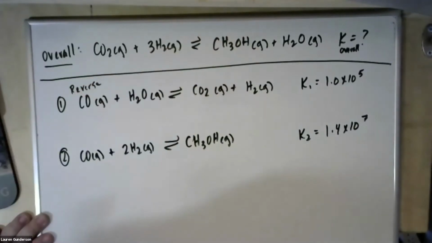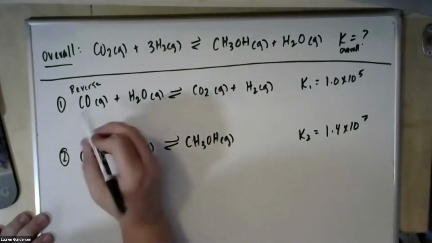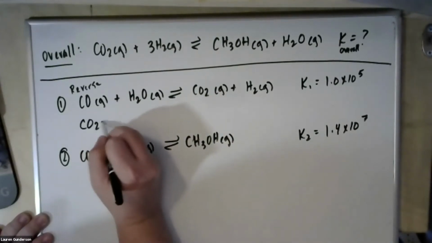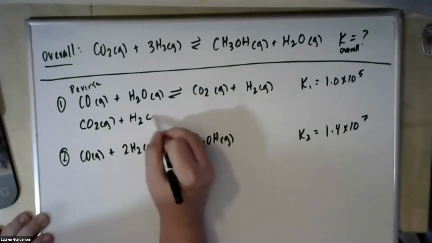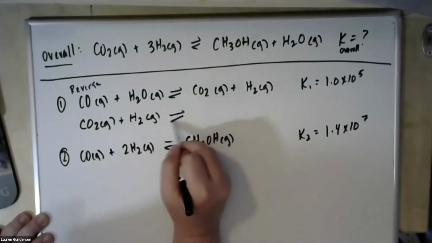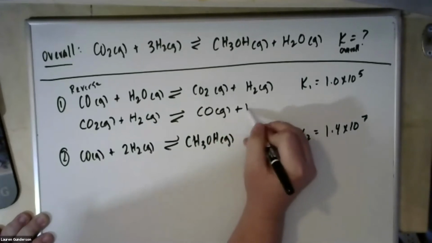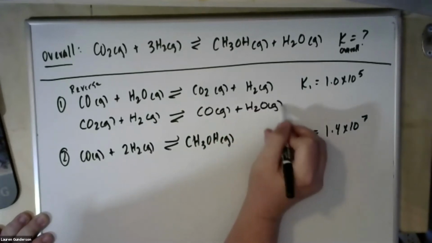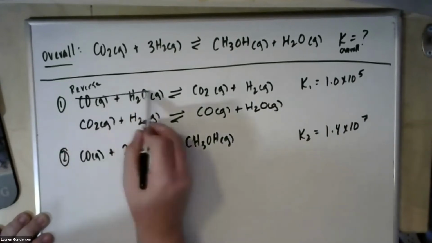All right, so before I do anything else, I'm going to reverse this reaction and then see what it leaves me with. So I have CO2 and H2 on the reactant side now, and CO gas and H2O on the product side. Okay, I'm going to cross this out just so I don't confuse myself.